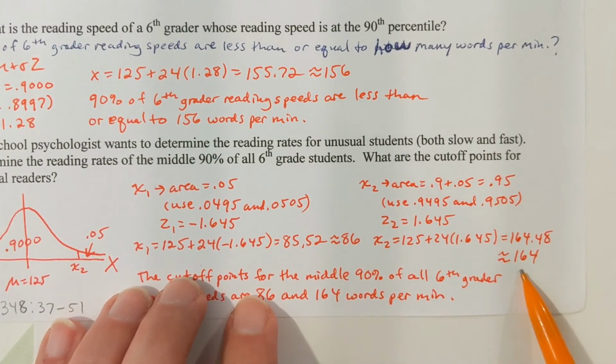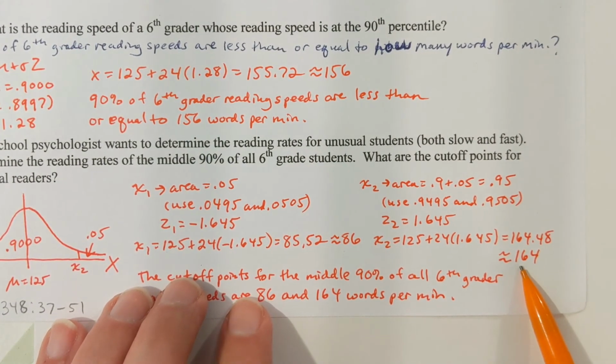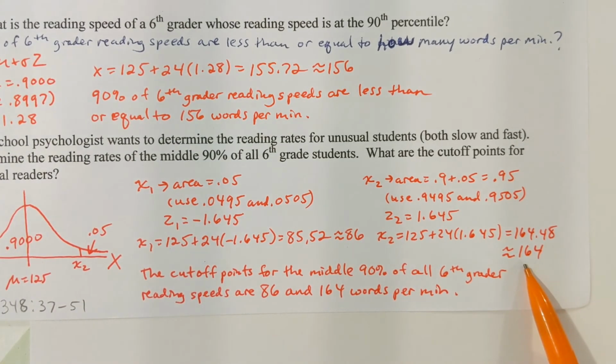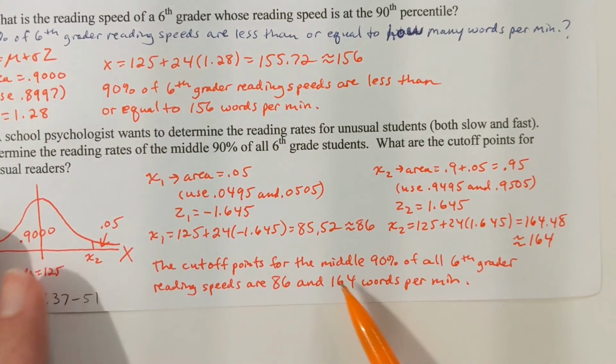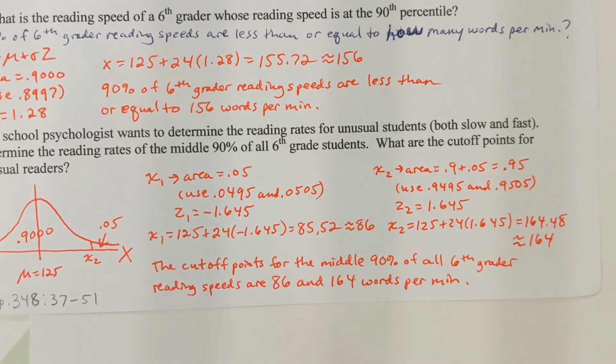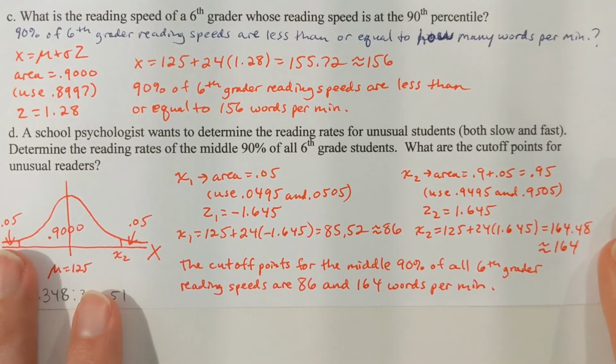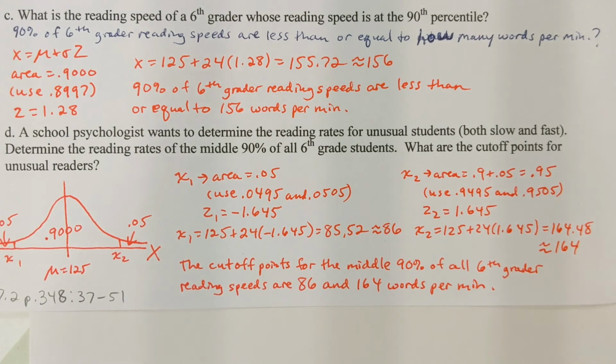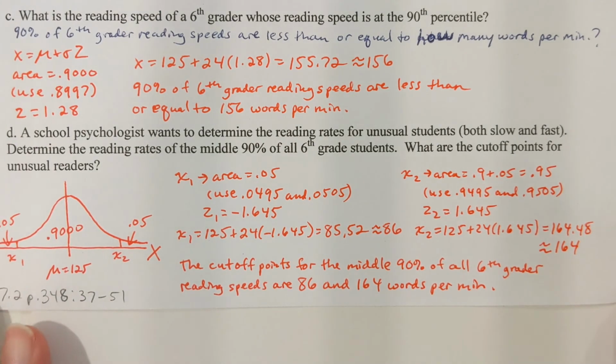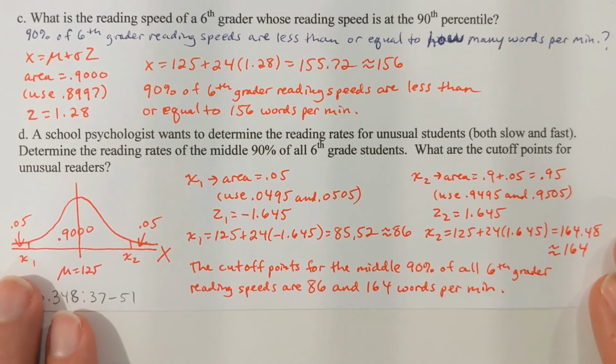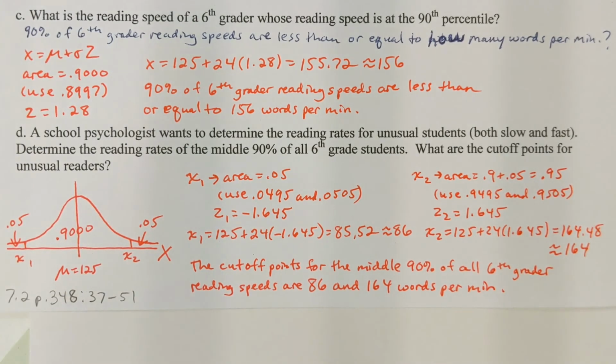Plug in the numbers, and you get roughly 164 then as the right cutoff point. So the cutoff points for the middle 90% spread of all 6th grader reading speeds are going to be 86 words per minute and 164 words per minute. All right, anyone who's at a speed that is outside of those numbers would be an unusual reader. That means that they're reading unusually slow or they're reading unusually fast for their particular age there.